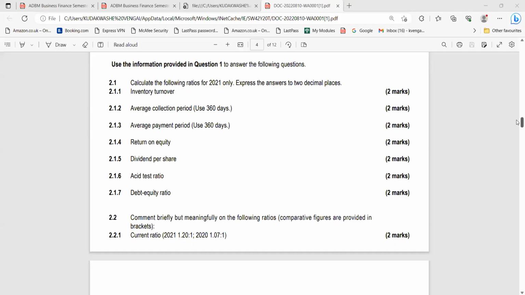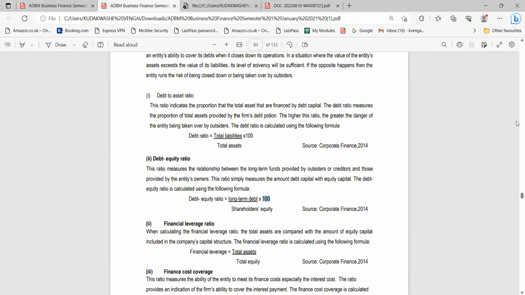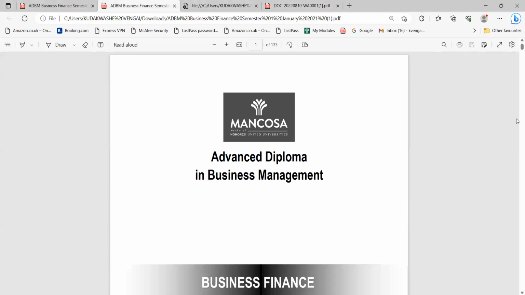Are there any questions on the issues of ratio analysis? Are there any questions on the topics that we've done on ratios, unit 3 and unit 6? Yes.